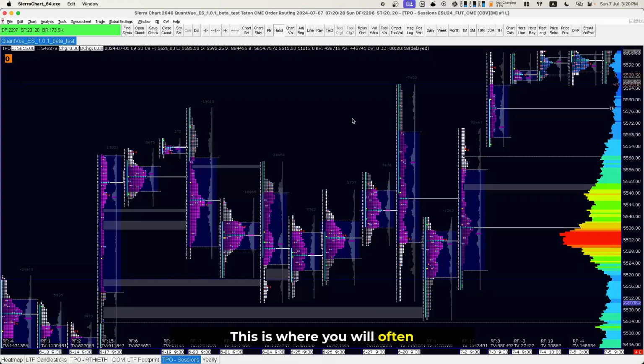This is where you will often hear people that are using market profile saying that the auction hasn't ended. So when an auction hasn't ended and there is no excess, which we will talk about right now, it means that the up move hasn't finished and there's more room for the market to run to the upside.